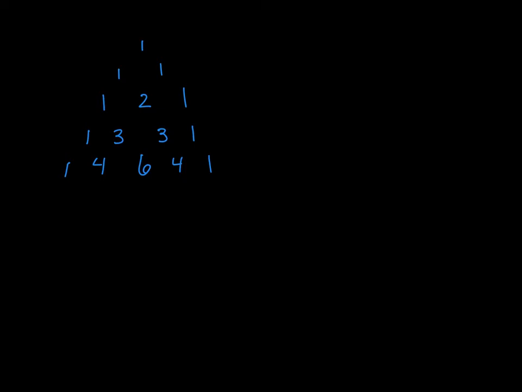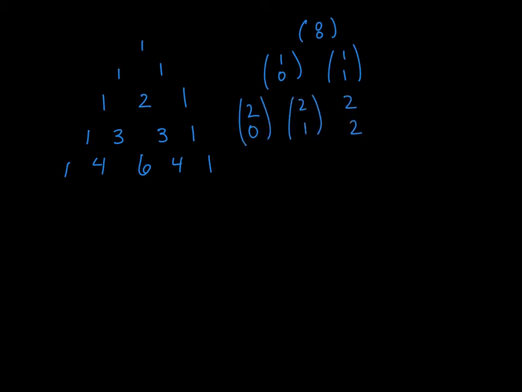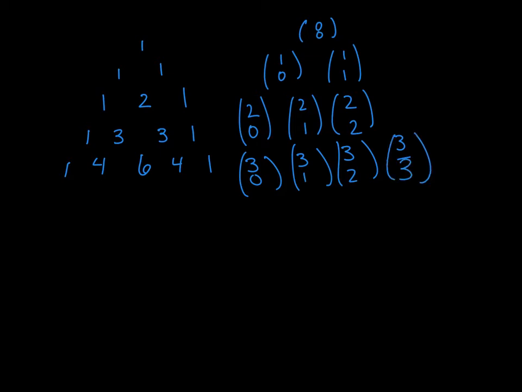Now, this also can be true for combinations. That would be 0 choose 0, 1 choose 0, 1 choose 1, 2 choose 0, 2 choose 1, 2 choose 2. And then the next row would be 3 choose 0, 3 choose 1, 3 choose 2, and 3 choose 3.